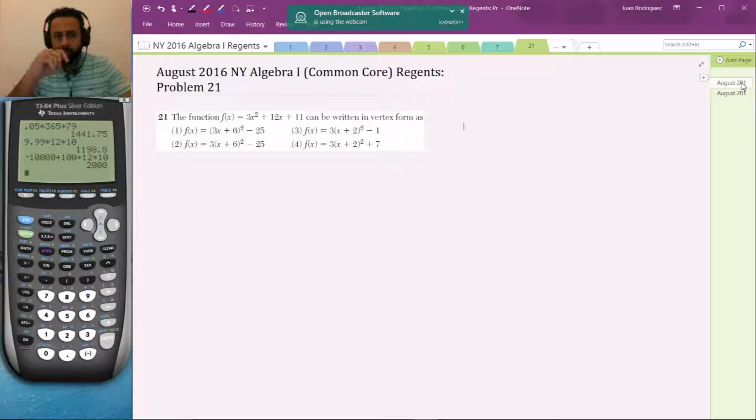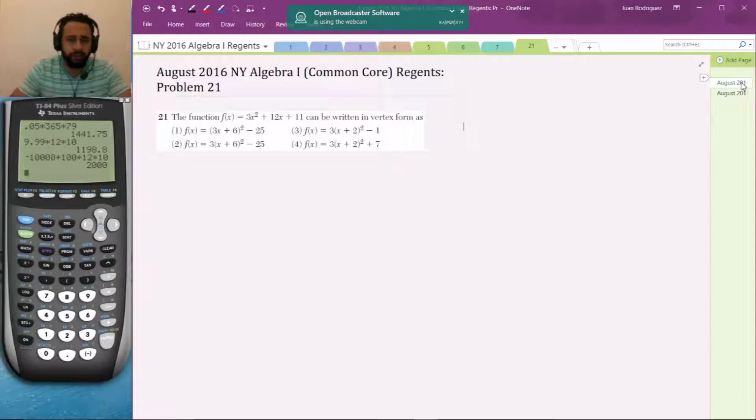So here's the problem. Function f of x equals 3x squared plus 12x plus 11 can be written in vertex form as choice 1, 2, 3, or 4. So there's various versions of some function that maybe are the original function. They look so different that I can almost guarantee that none of these are actually the same. That's actually a hint.